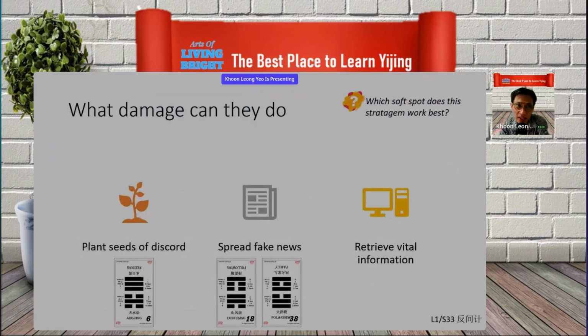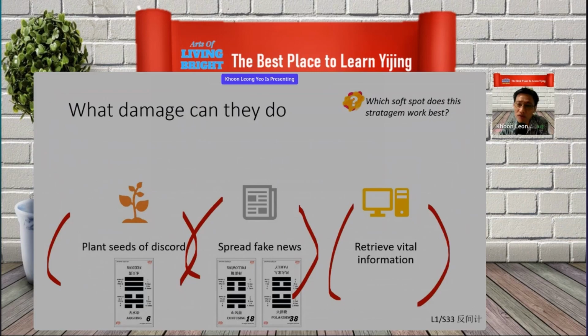Now, if let's say you're a victim of a double agent, just be careful what kind of damage they can do to you. They can send an agent in to plant seeds of discord. That means 挑拨离间, or seeds of discord, or they can come in to spread fake news, or they can come in to try to retrieve vital information from you. Okay, so they can do this kind of damage to you. So just be careful.